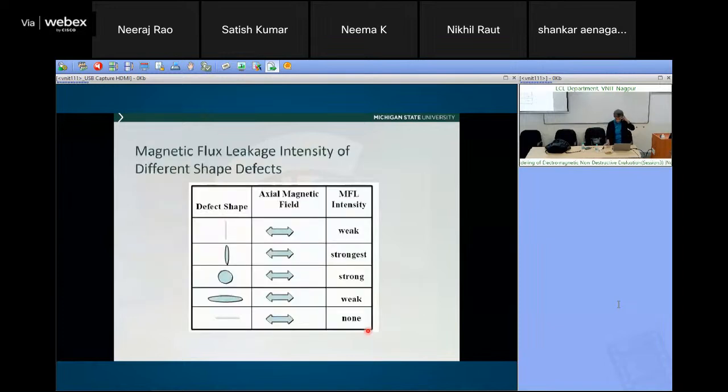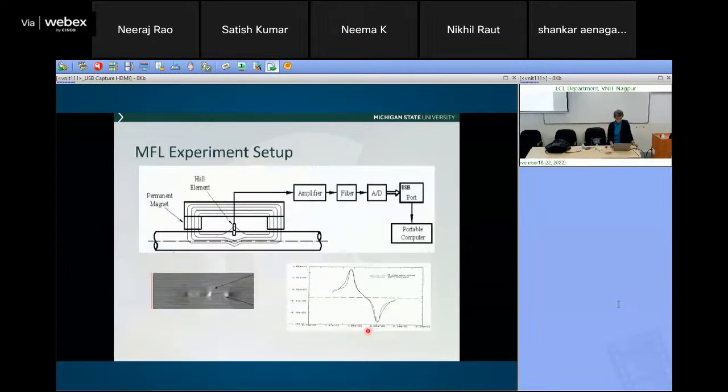So in this, you have a defect shape. If you have an axial magnetic field and a very thin defect, then you have a weak flux leakage intensity. When you have a fairly big defect in the vertical direction and the magnetic field is in this direction, you have a good signal. If it is very round, again, this is kind of orthogonal as well, it has a big component. When it is parallel to the field, it becomes smaller. This becomes weak, and this you cannot even detect. That's another thing that you have to keep in mind. So that basically discusses different issues in the magnetic flux leakage method.